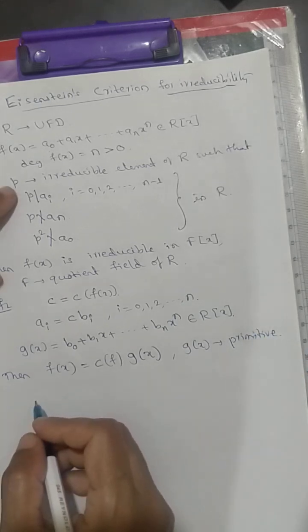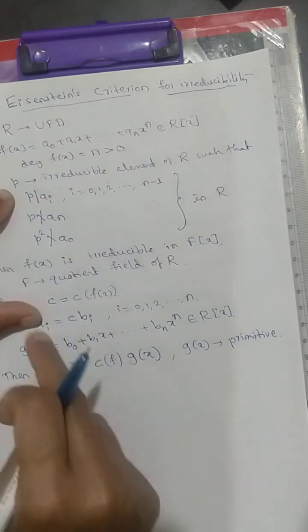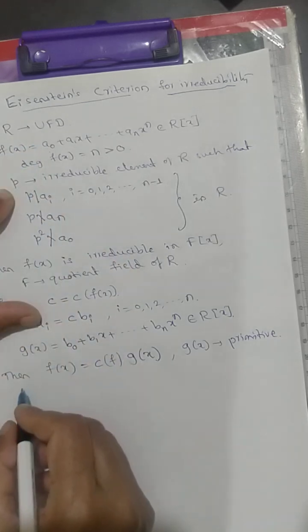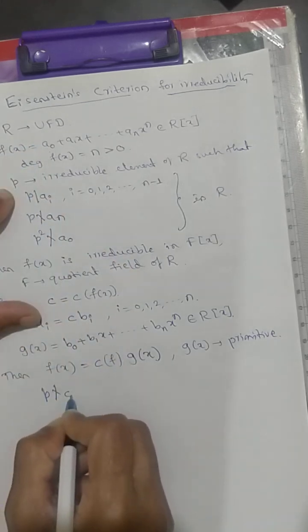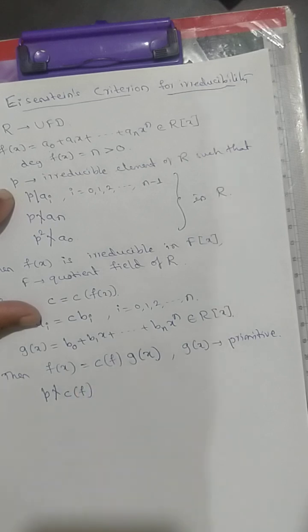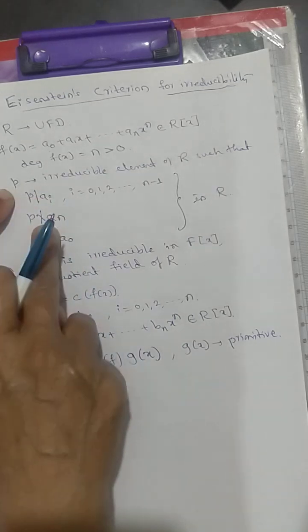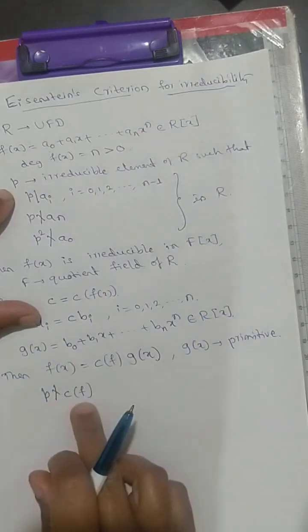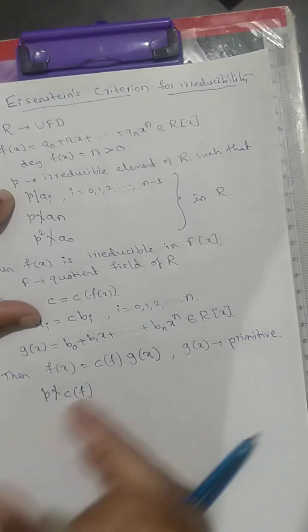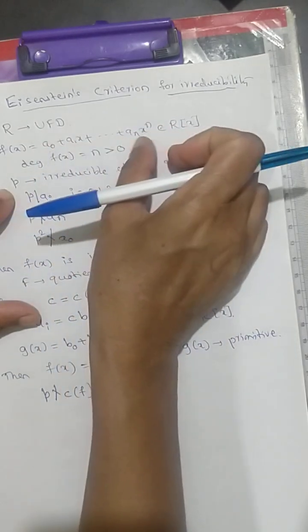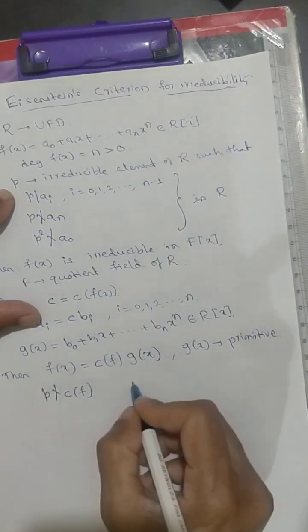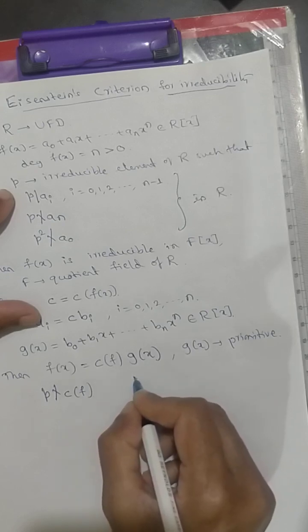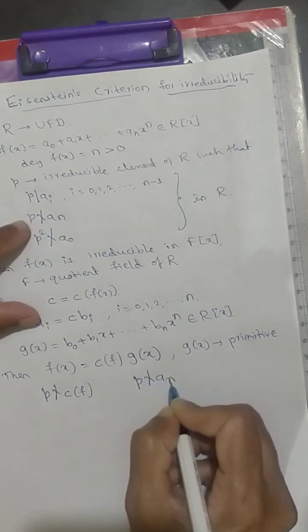Now we are given the irreducible element p of R, right? And c is the content of the polynomial f(x). Then clearly p doesn't divide the content of f. Why? Because p doesn't divide a_n, this coefficient. The content of f is the GCD of these numbers a_0, a_1 and so on a_n. So p doesn't divide c because p doesn't divide a_n by the hypothesis.